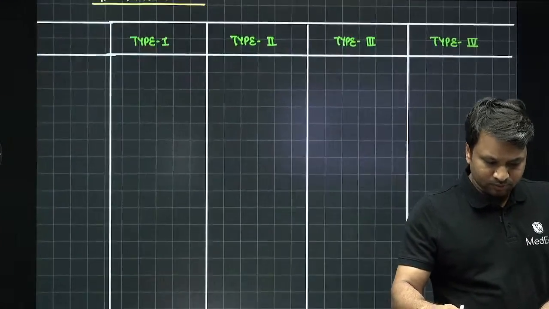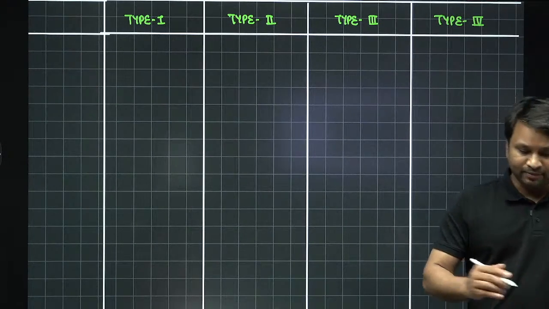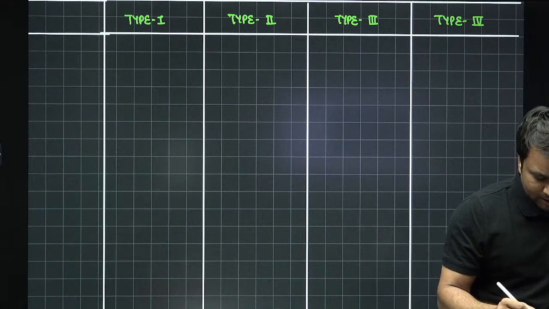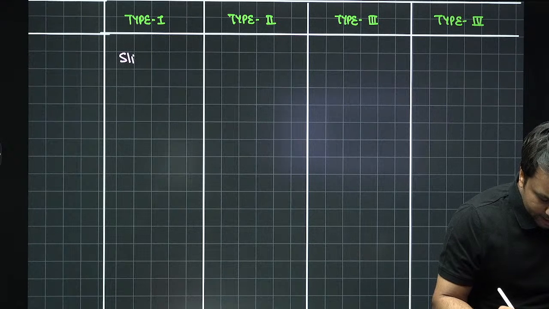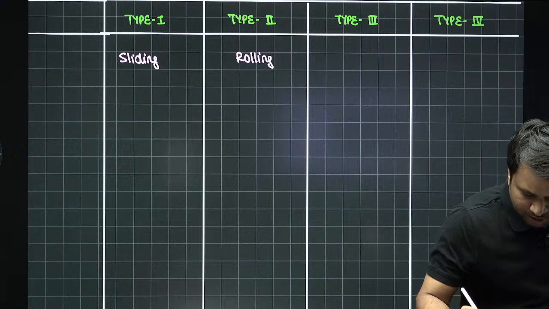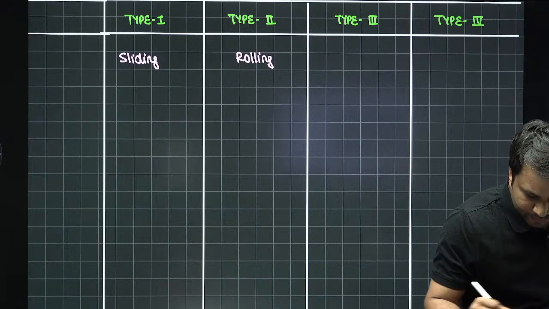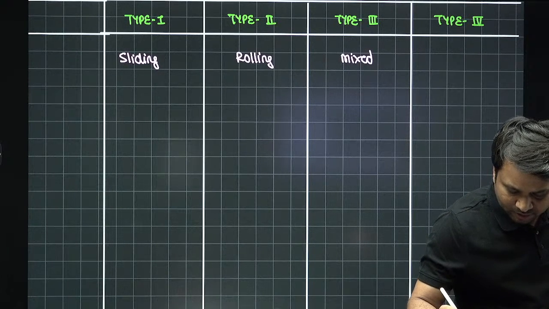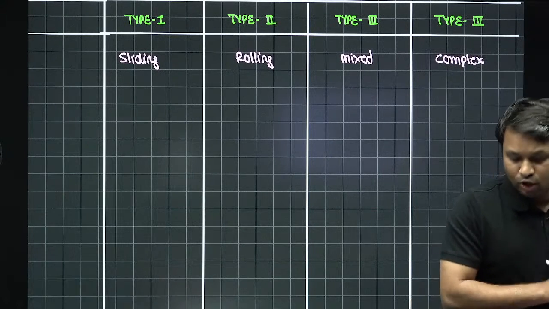Okay. So in each individual type that we're talking about, type 1, type 2, type 3 and type 4, the first thing is their characteristics or names. Type 1 is what we call the sliding hernia. Type 2 is the rolling hiatal hernia. Type 3 is the mixed variety. And type 4 is the complex variety.